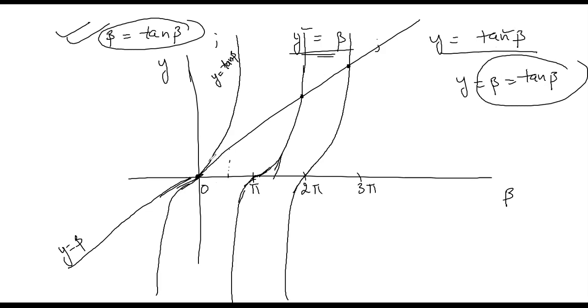And where does this happen? When beta is equal to 0. Next, it would happen when beta is equal to 1.43 pi. Next, it would happen when beta is equal to 2.46 pi. So beta is equal to 0, we already discussed that case. That would give you a central maxima.